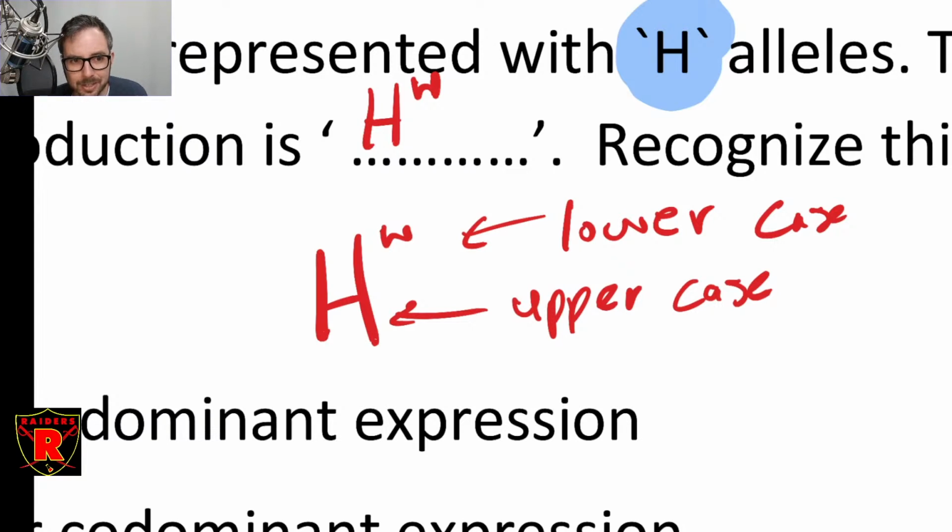In every course I've ever taken, in university and in high school, I've always used lowercase letters for codominance in the superscript. So I don't know if that's something that's changed. I would assume it's actually just an error in the textbook, but I'm going to do it this way. But please note when you see it in the text that they don't always follow this rule, which is annoying.